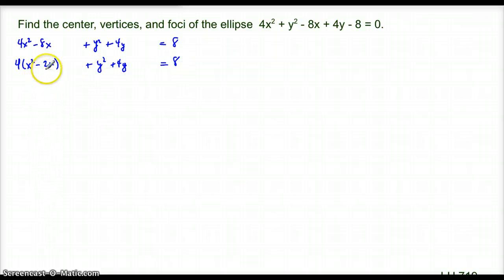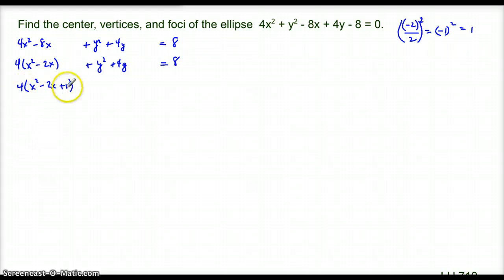I need to add to what's inside the parentheses the quantity b over 2 squared. And in this case, it's going to be negative 2 over 2 quantity squared, which is negative 1 squared, or positive 1. So that's 4 times x squared minus 2x plus 1. Well, looking at that, I added 4 times 1 to this left side of the equation. I better add it to the right so that things balance.